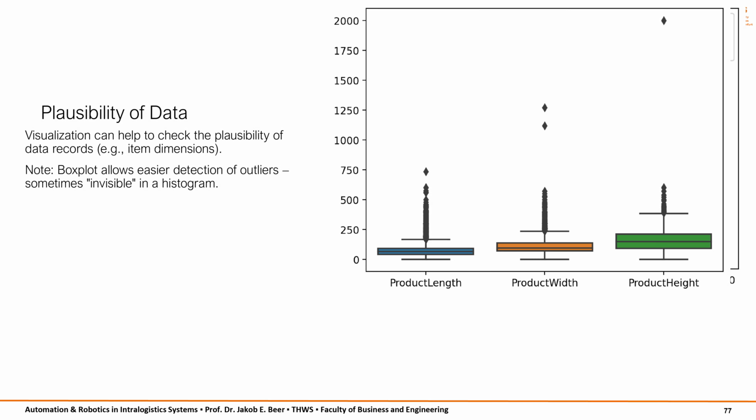Let's now come back to an idea that we discussed earlier in the context of Anscombe's quartet and the data source dozen, namely that one-dimensional statistical summaries often fail to capture the full picture. This slide takes that abstract idea and applies it directly to a logistics use case. Checking the plausibility of data, in this case, item master data such as product length, width and height.